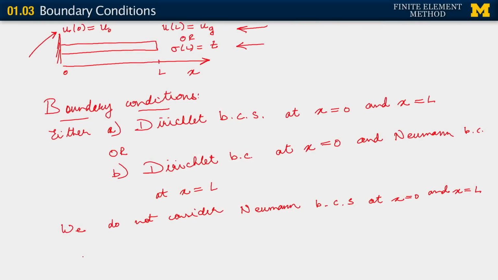The reason we do not consider Neumann boundary conditions in this description of the problem is because of the following. Let's suppose we do try to specify Neumann boundary conditions at both ends. So consider Neumann boundary conditions at x equals 0 and x equals L.